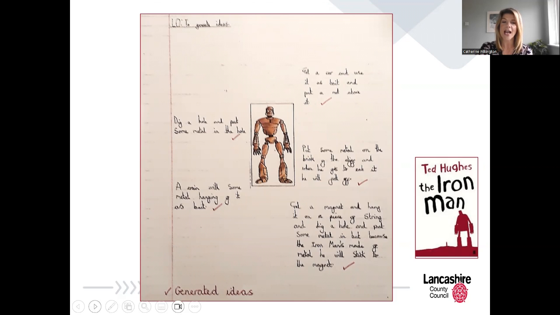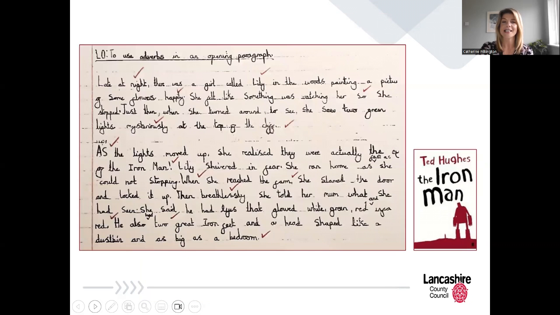So once they've done that and they've selected their choices, we then go into that model scaffolded write that's done over a few days. So you can see here, this is the first paragraph of that modelled write. Obviously the teacher is modelling writing on the board and showing the children how to use adverbs effectively in an opening paragraph. And then off the children go and write their own paragraph based on their own story.